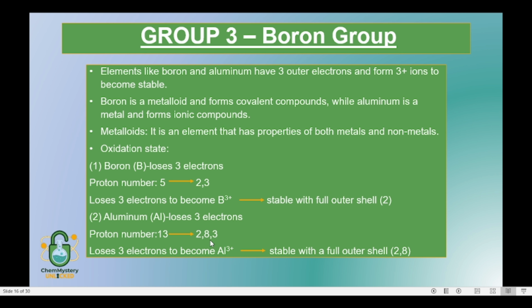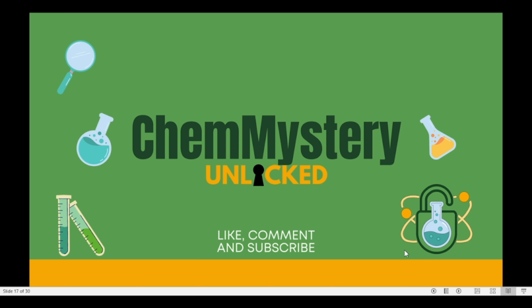It is easier to lose 3 electrons. So, it loses 3 electrons to become aluminum 3+. Now, it becomes stable with a full outer shell. 2 electrons in the first shell and 8 electrons in the second shell.